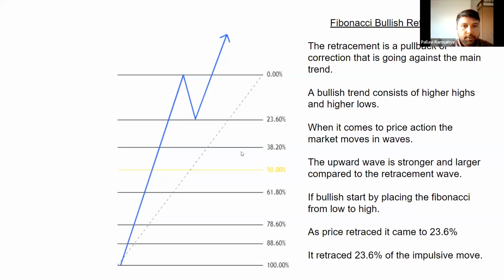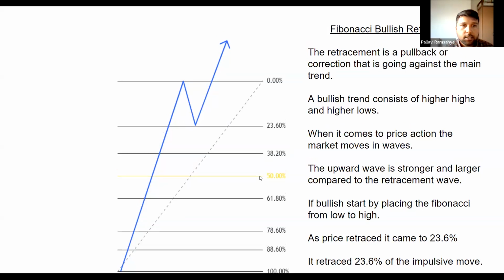23.6, 38.2, shallow retracement. Shallow retracement equals... if anybody could type it in the chat, that would be so great. I will explain it in the chat, it's not a problem. If anybody could put in the chat what a shallow retracement means for price action. Strong impulsive move, fantastic. And then a deep retracement, for example to 61.8. What does that mean for the impulsive move? Weak impulsive move. Amazing. So we're understanding this. That's great.